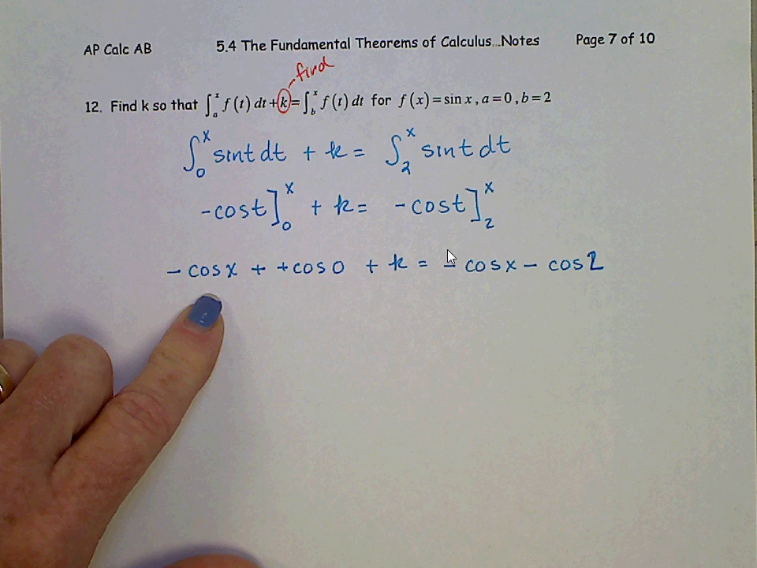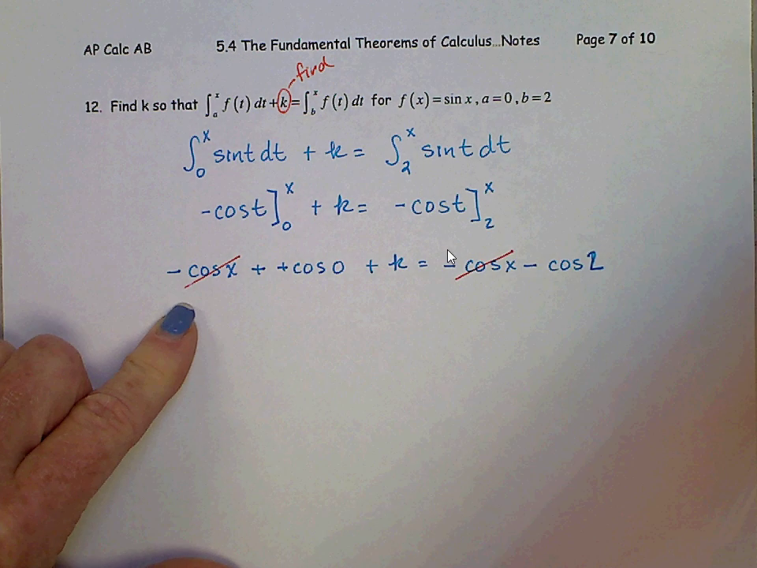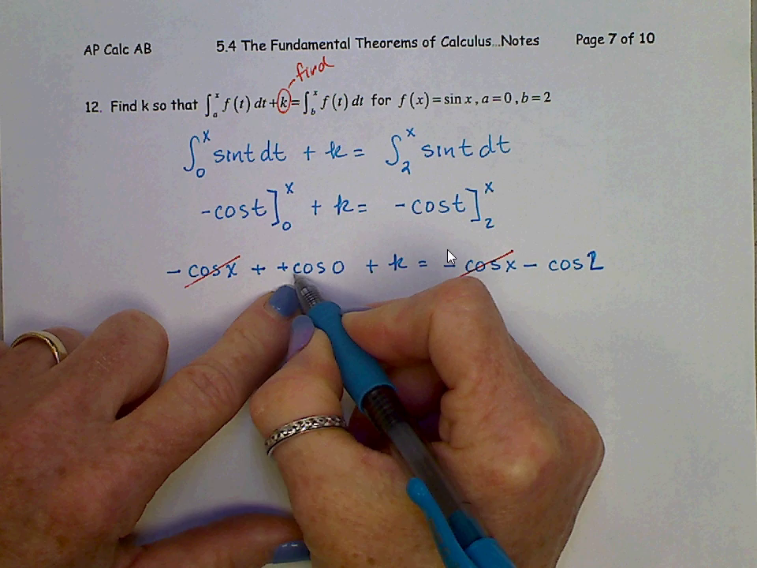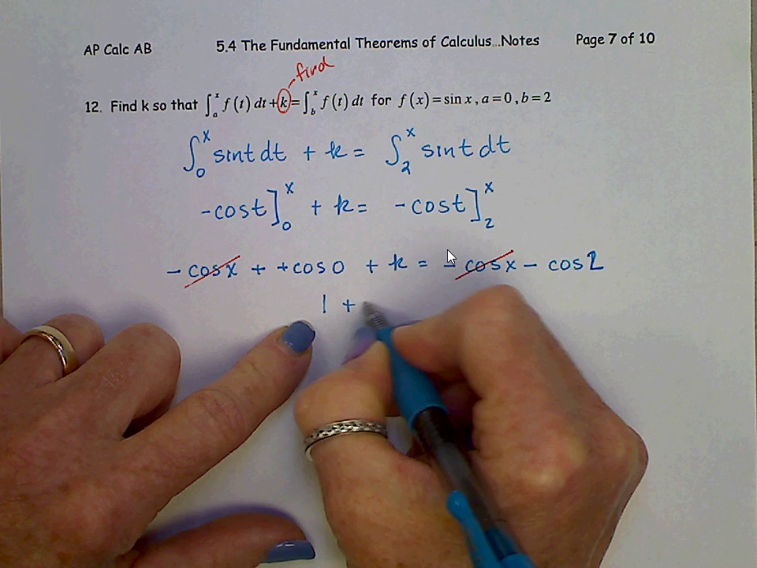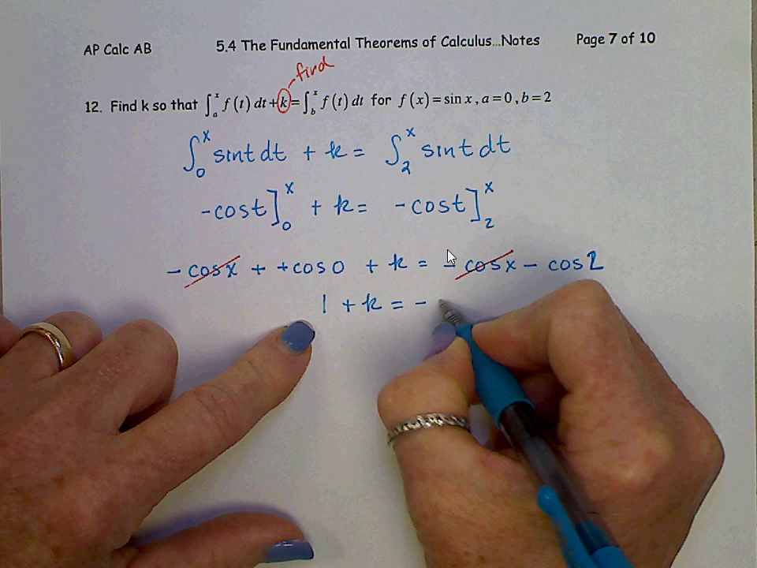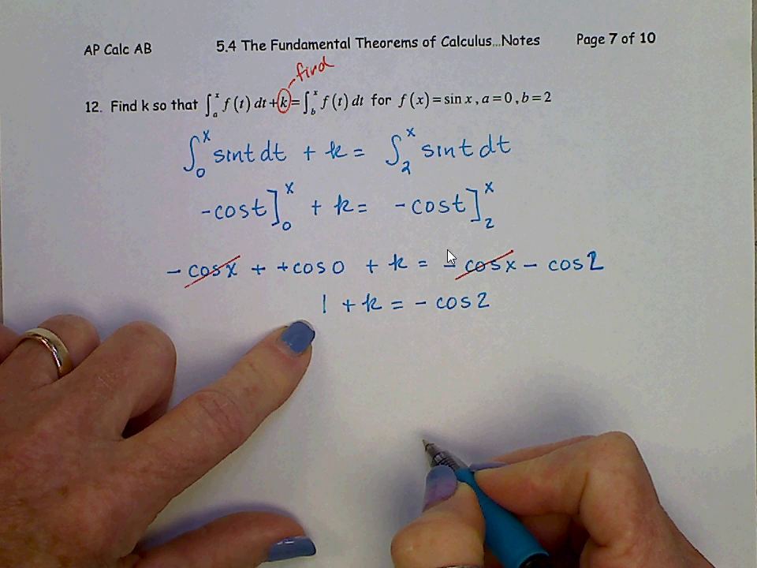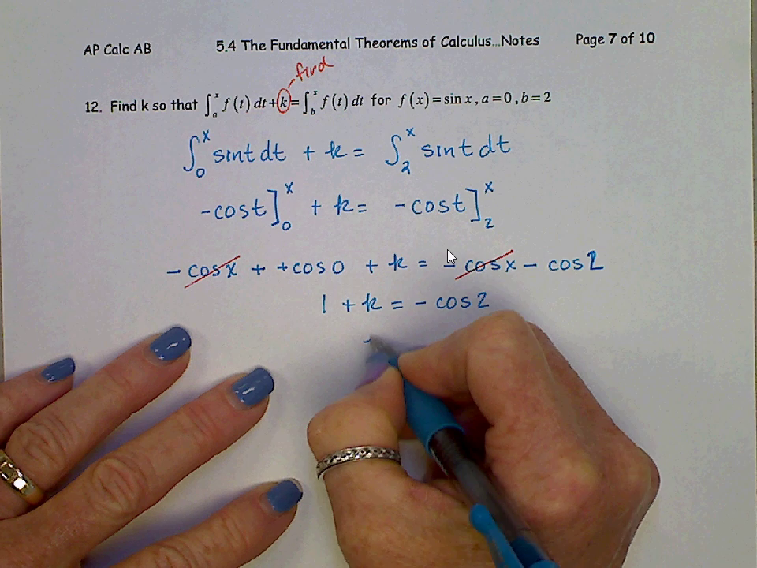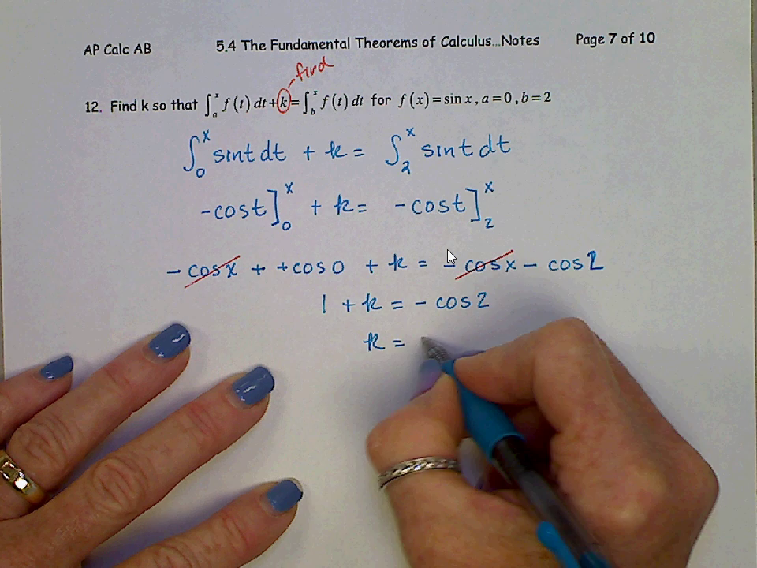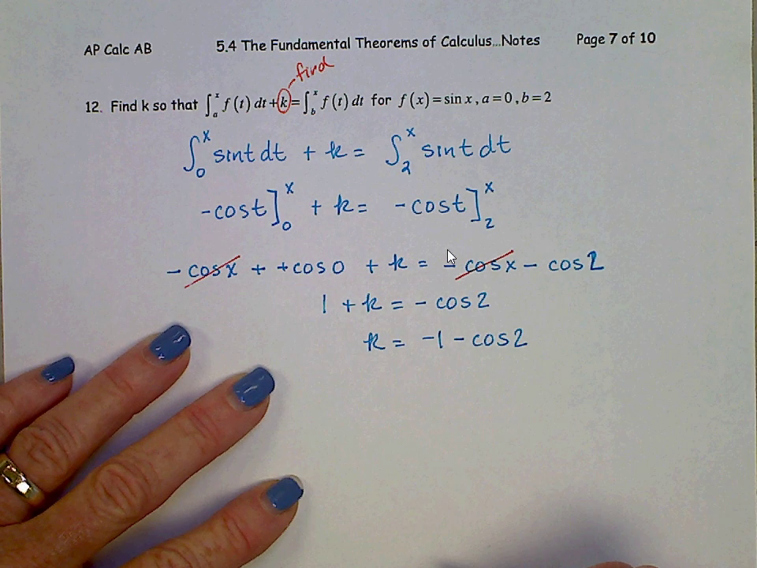Oh, look at this. Negative cosine x here and negative cosine x on the other side of the equal sign. Those will subtract out. And we're left with cosine 0, which is 1, plus k is equal to negative cosine 2. So that gives us that k is negative 1 minus cosine 2.